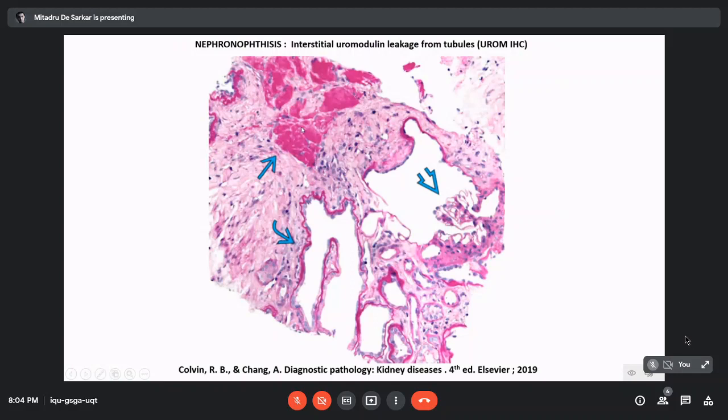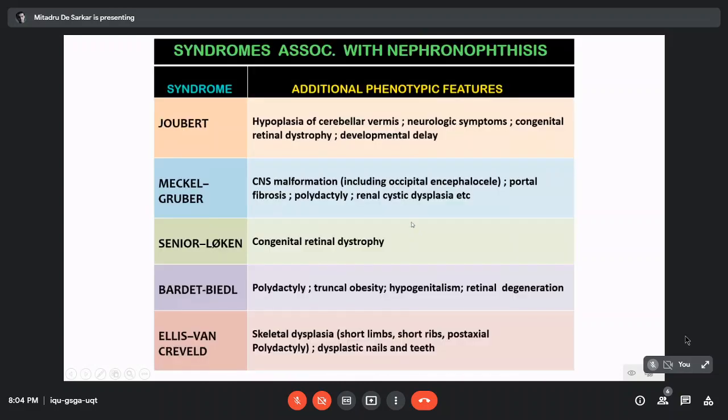And as I said, IHC. So basically this IHC looks red because you have used a fast red counterstain instead of the usual DAB reagent. So basically you see all these pools of leaked uromodulin which has escaped into the interstitium from these dilated cystic tubules. So there are a whole lot of syndromes which are associated with this particular disease.